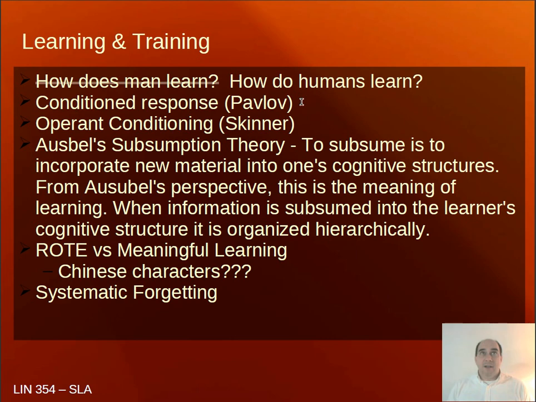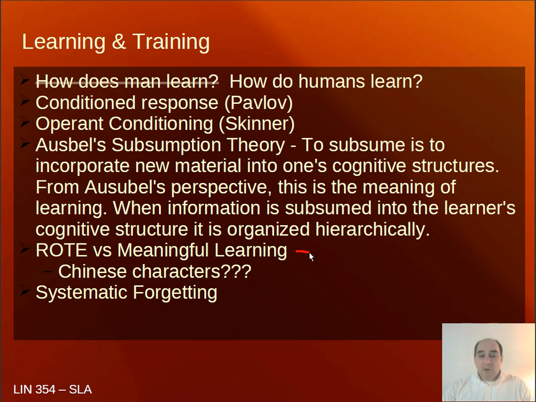Ausubel compares rote memorization with meaningful learning. He gives the example of learning an address versus learning a phone number. You'll note that an address has a variety of components: the name, the street address, the city, state, and zip. Generally speaking, it's easier to memorize those, even though it's more complex, because there's an interrelationship between the parts, whereas a phone number has less of an interrelationship. So it's harder to learn and easier to forget, which we'll talk about in just a second.